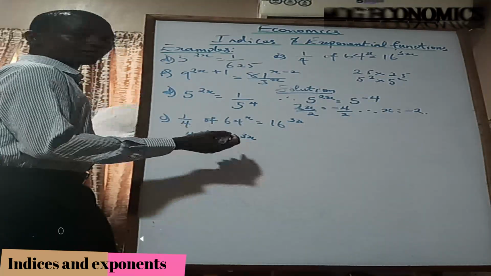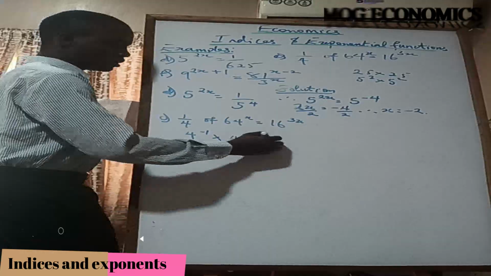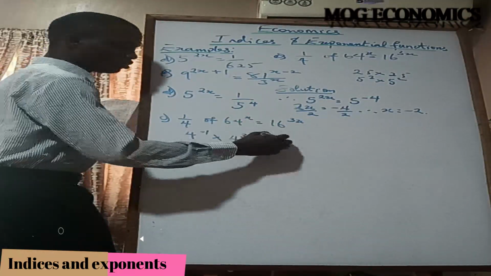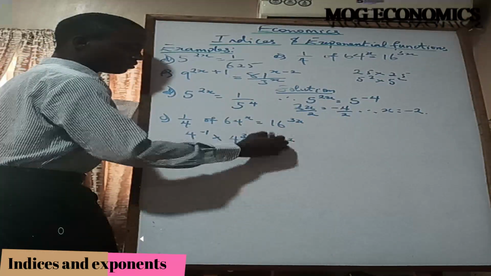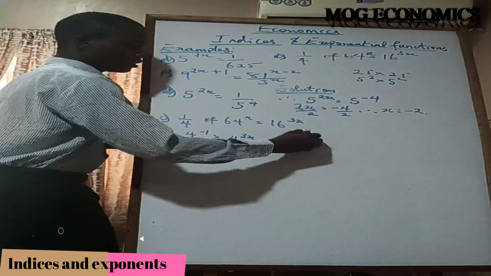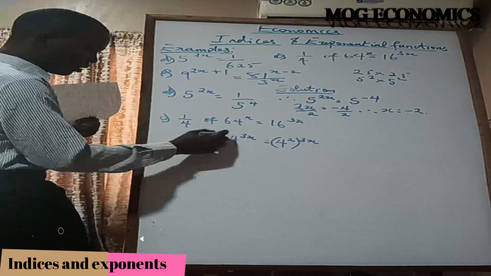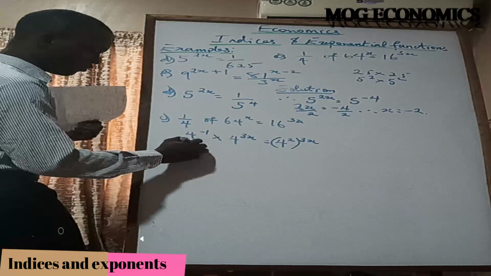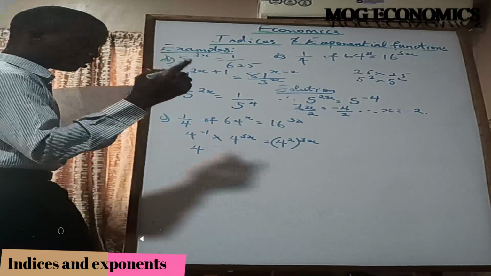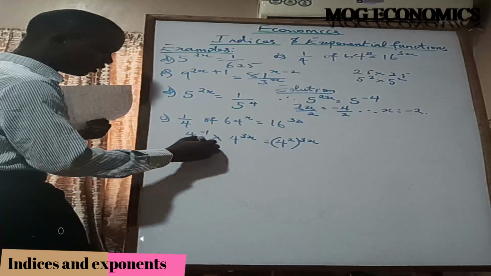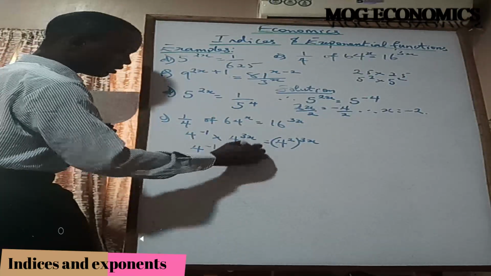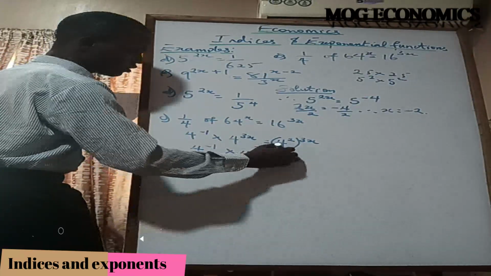Okay, 4 times 4 times 4 is 64, then 16 on its own is 4 squared, right? Then 3x. Yeah, that's not difficult. So from there, we are going to be having 4. Remember those, 4 to the power minus 1 times 4 to the power 3x equals 4.